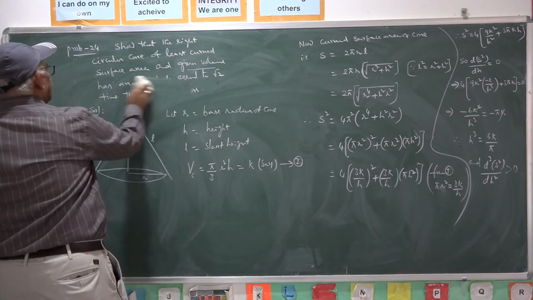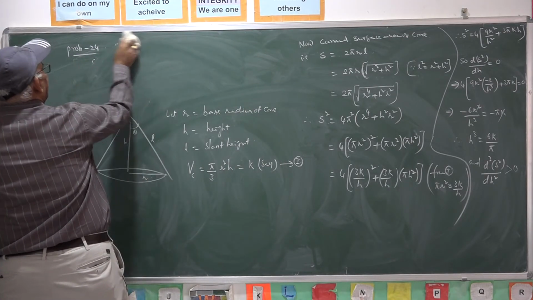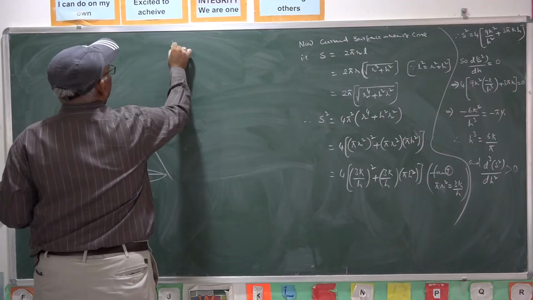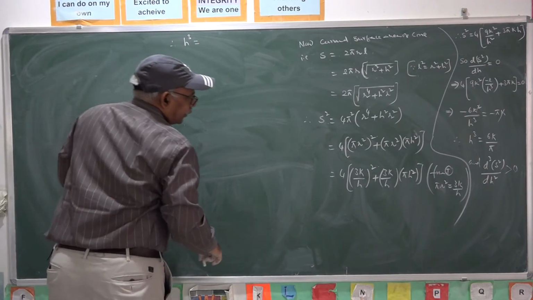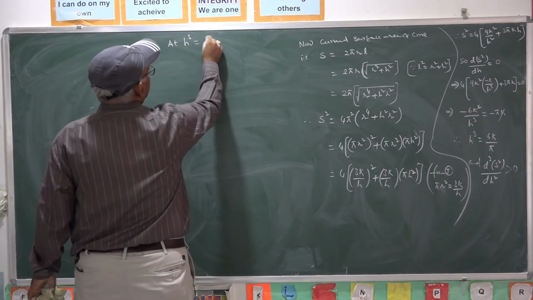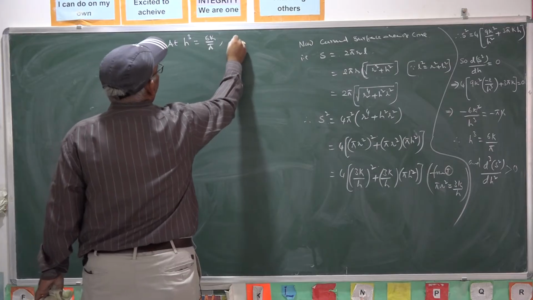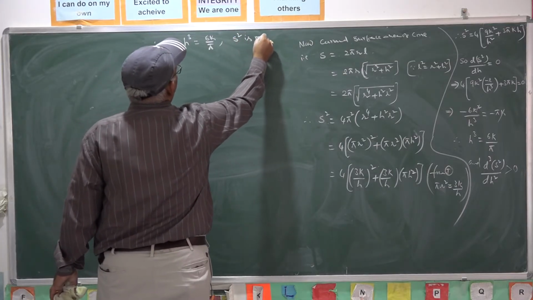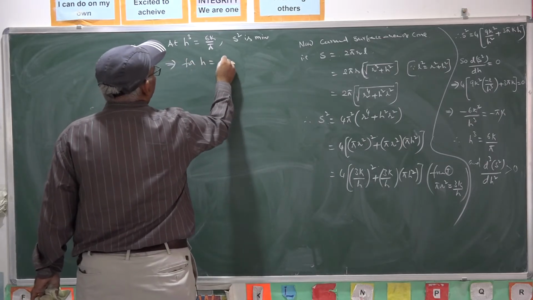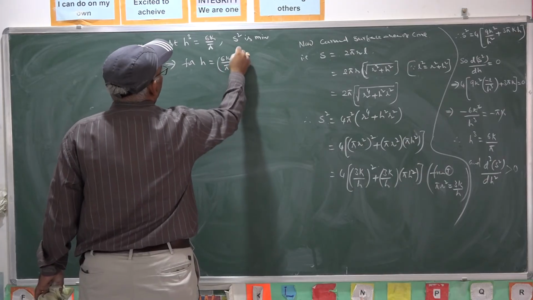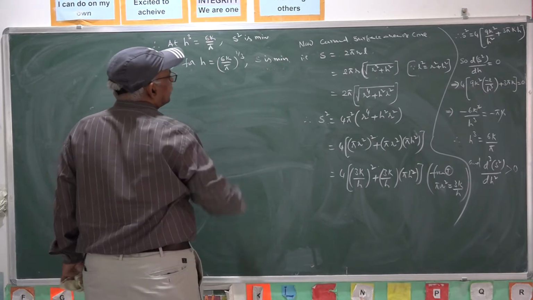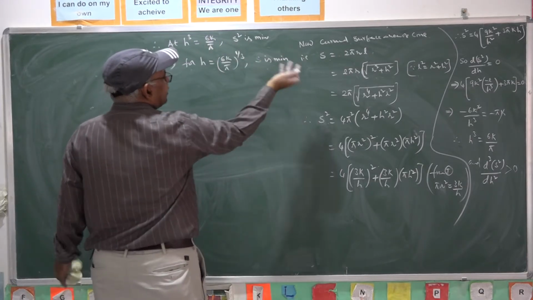Hence, at h cube equal to 6k by pi, s square is minimum, which implies that for h equal to 6k by pi whole power 1 by 3, s is minimum. Once s square is minimum, s is minimum.